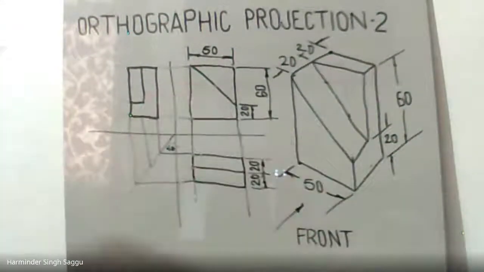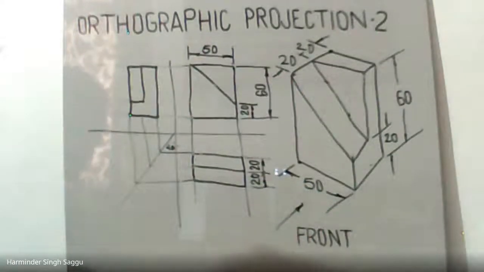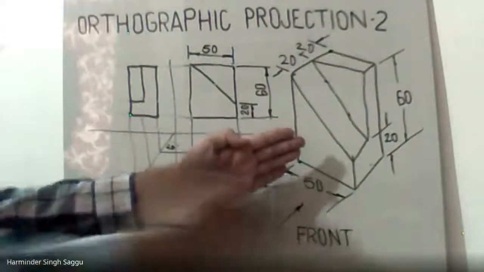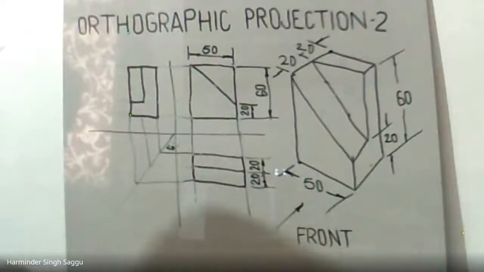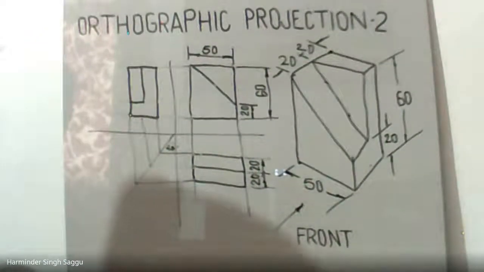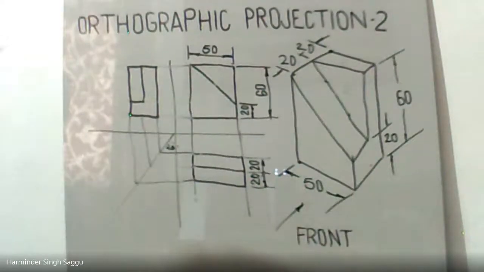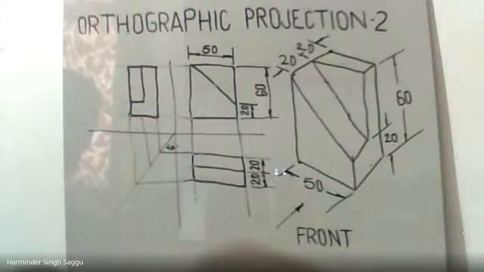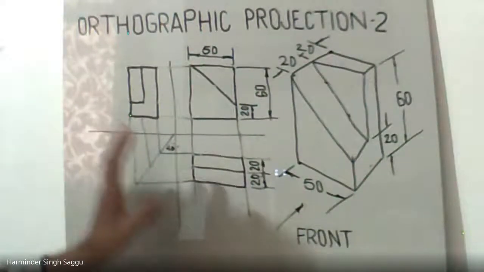So this is the final solution of this problem. This is front, so this is right. So the right side is visible, we will draw the right side. Left is not visible. Now this is a solution, right? Complete solution. You have to draw like this.